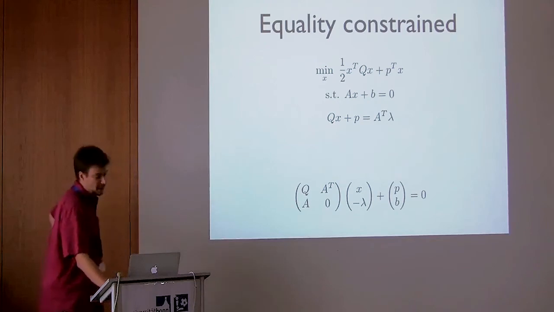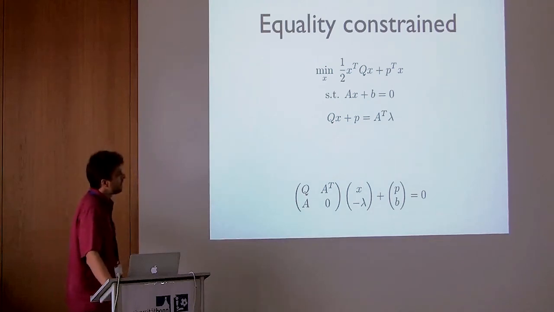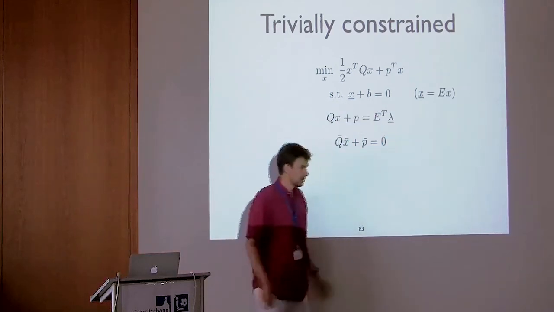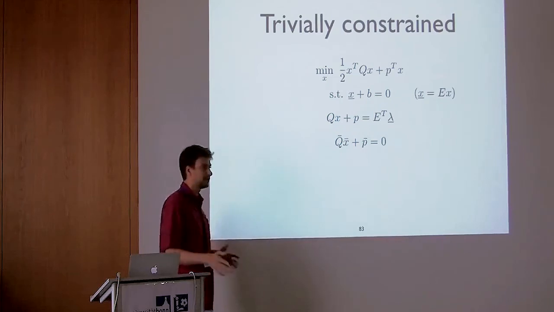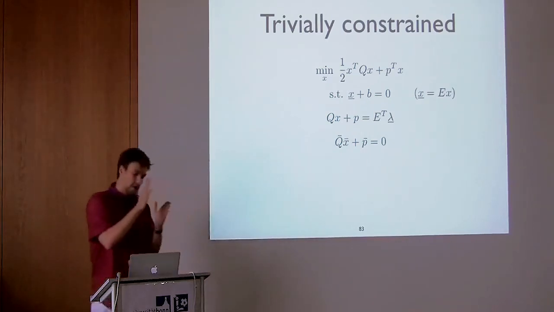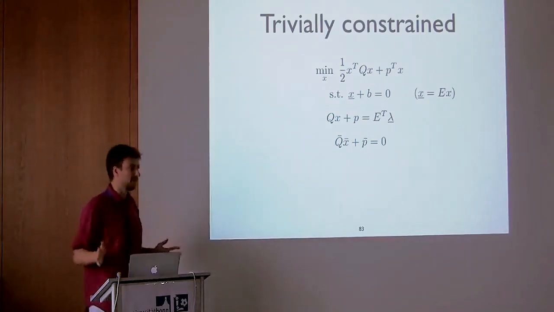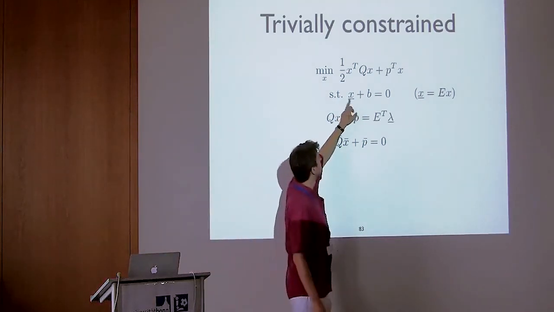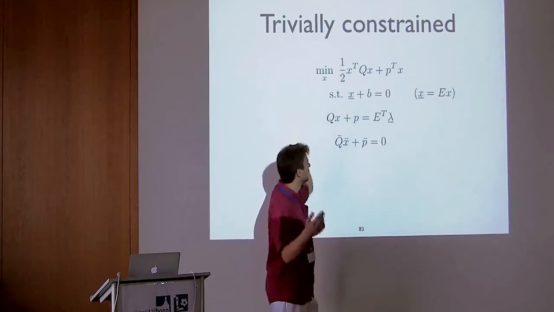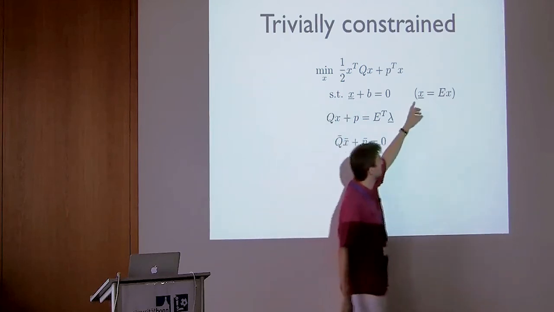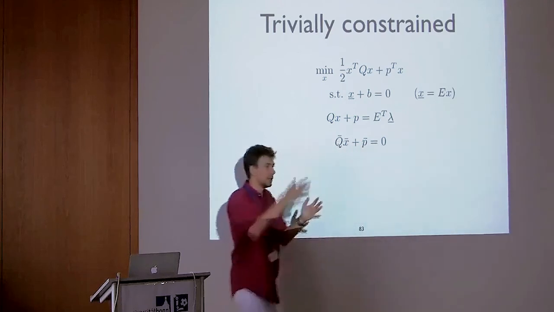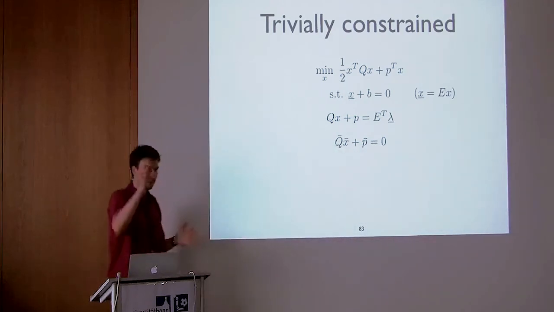There is one option higher. What if the constraint is tricky? What if the constraint is, well, x plus b is equal to 2? Some selection of x. So some of my variables, I fix them to some given values. Or you can express it by saying I have a matrix E, which is trivial, it's only zeros and ones, just selecting some variables. And those variables are fixed.